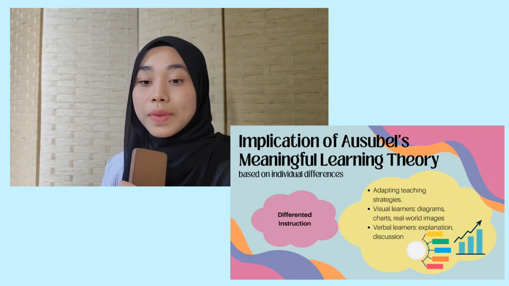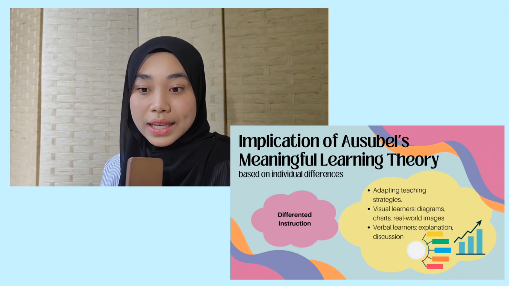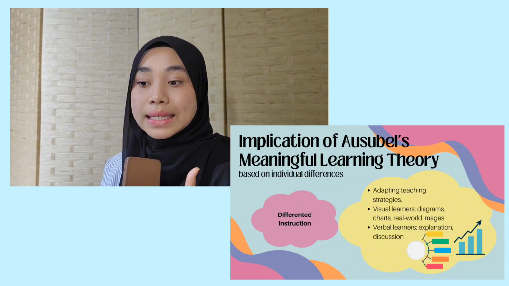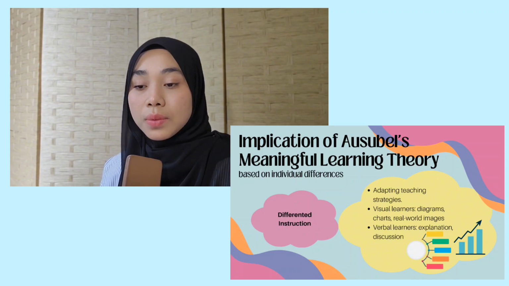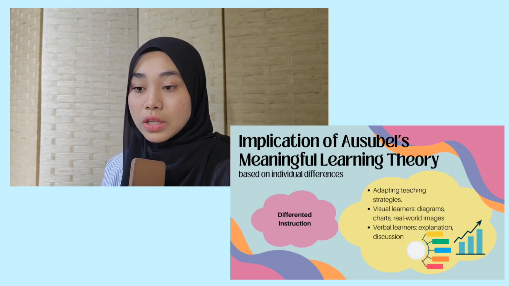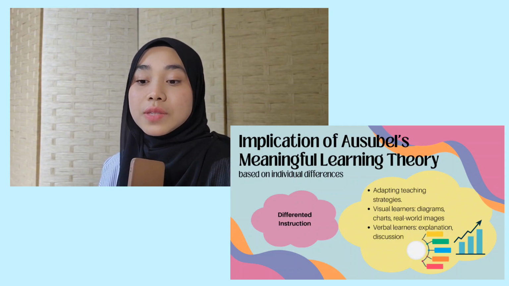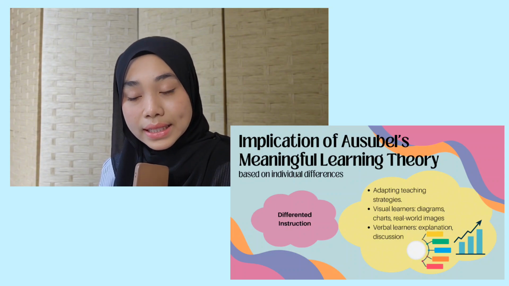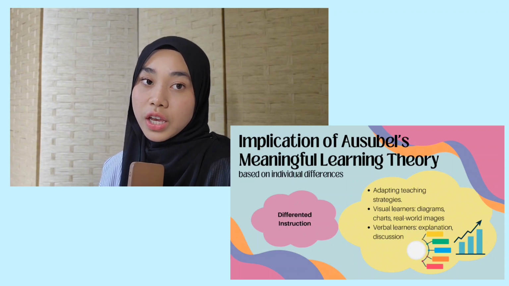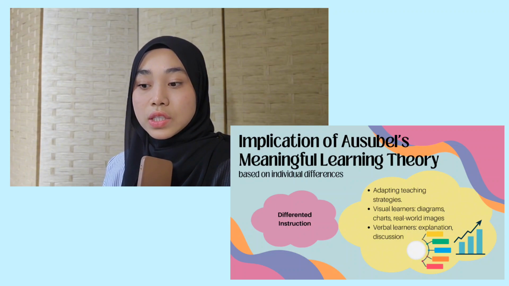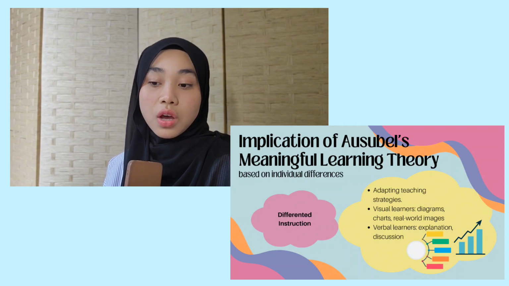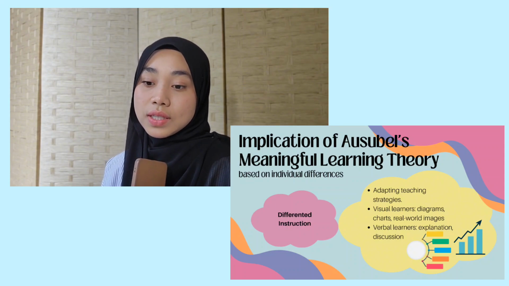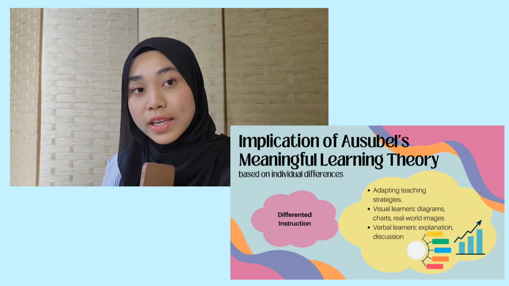Next, we move on to the implication of Ausubel's meaningful learning theory based on individual differences. The first one is differentiated instruction. Since students come with varying levels of prior knowledge and learning abilities, teachers must adapt their teaching strategies to meet individual needs. For visual learners, teachers can use diagrams, charts, and real-world images to introduce new geometric concepts. For verbal learners, teachers might use detailed explanations and discussions before moving into problem-solving activities.